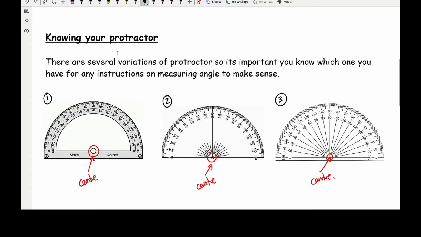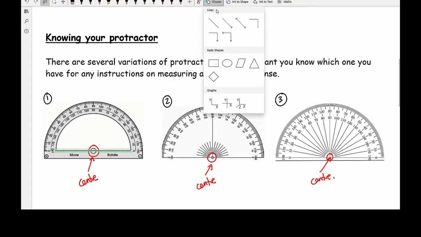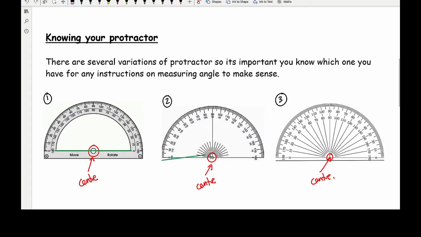To use good practice, I'm going to identify that with a line. Your baseline is basically where the 0 and the 180 meet, regardless of whether you're using the inside numbers or the outside numbers. And that will be along the center of rotation, so the center of the protractor rather. Now on the second one, the baseline of the protractor is actually on the edge, whereas with the other two it's slightly elevated from the edge of the protractor.